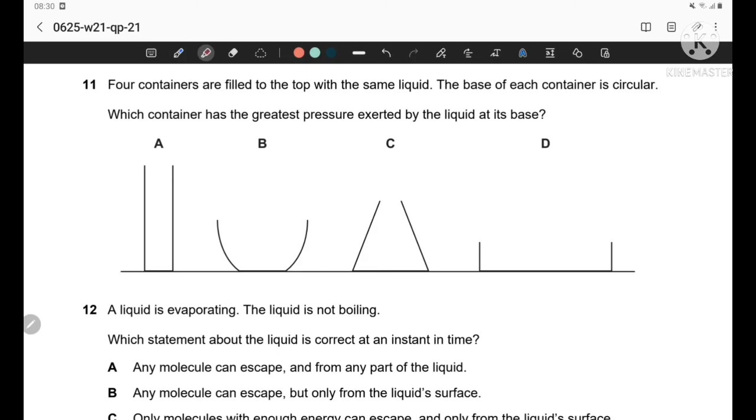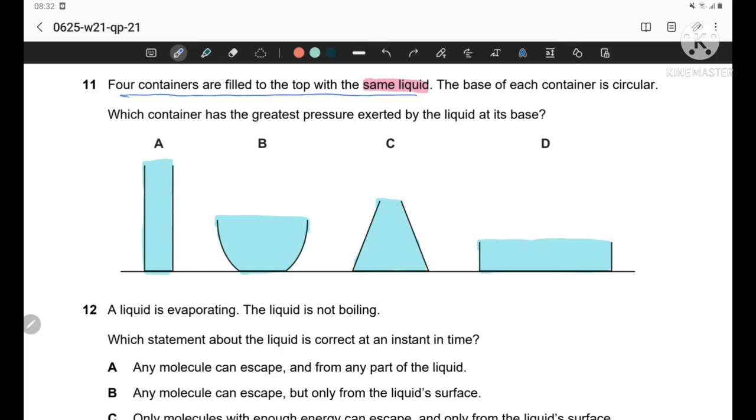Question 11. Four containers are filled to the top with the same liquid. The base of each container is circular. Which container has the greatest pressure exerted by the liquid at its base? So, the first point given is four containers are filled to the top with the same liquid. Same liquid means all will have the same density. The density will be the same for all the liquids in all containers.